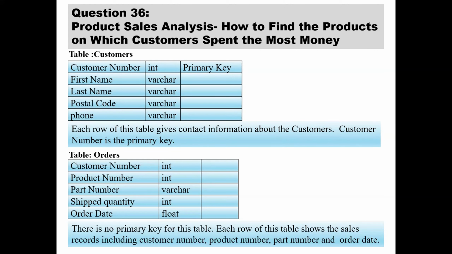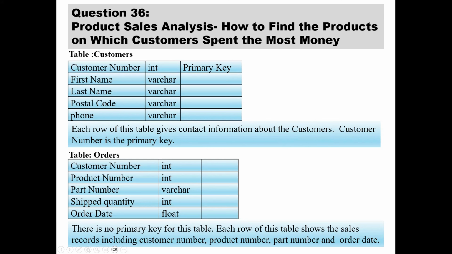Welcome back. In today's session, we're going to continue our product sales analysis, finding the products on which customers spent the most money. This is an essential part of understanding customer purchasing behavior and identifying key revenue drivers for the business. We are working with three tables: customers, orders, and products.